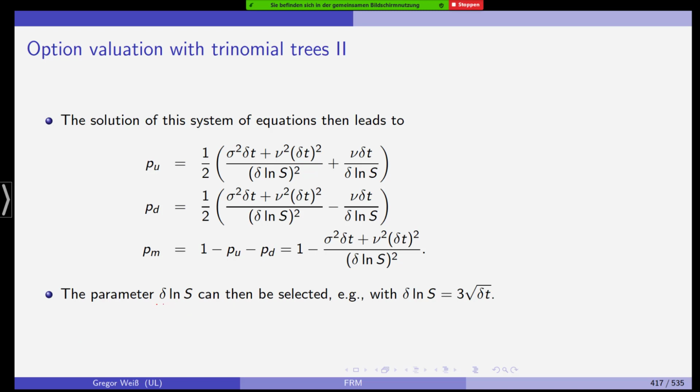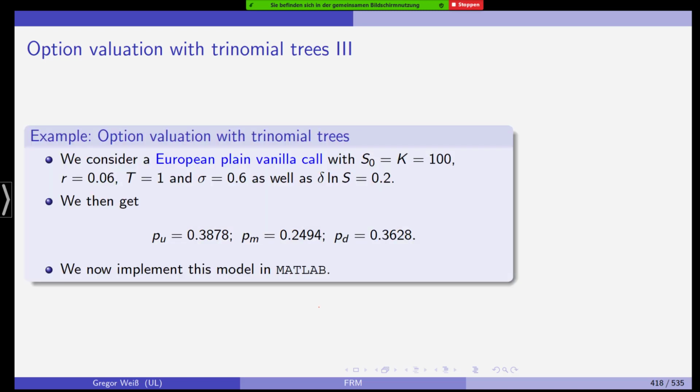We can then select this parameter delta ln S, and actually it's more interesting to see how this works in Matlab, how this works in practice. We have a European plain vanilla call again. Remember that under Black-Scholes we do know the theoretical price, at least analytically. We have the current stock price equal to the strike, equal to 100. The interest rate is assumed to be 6%, maturity is 1, volatility 60%, and we assume delta ln S is 0.2, and we can get the 3 probabilities from our model.